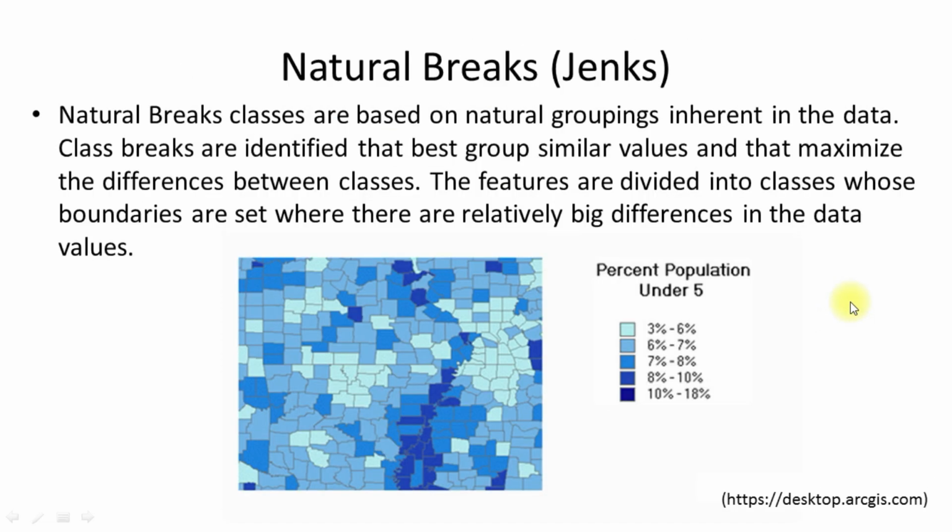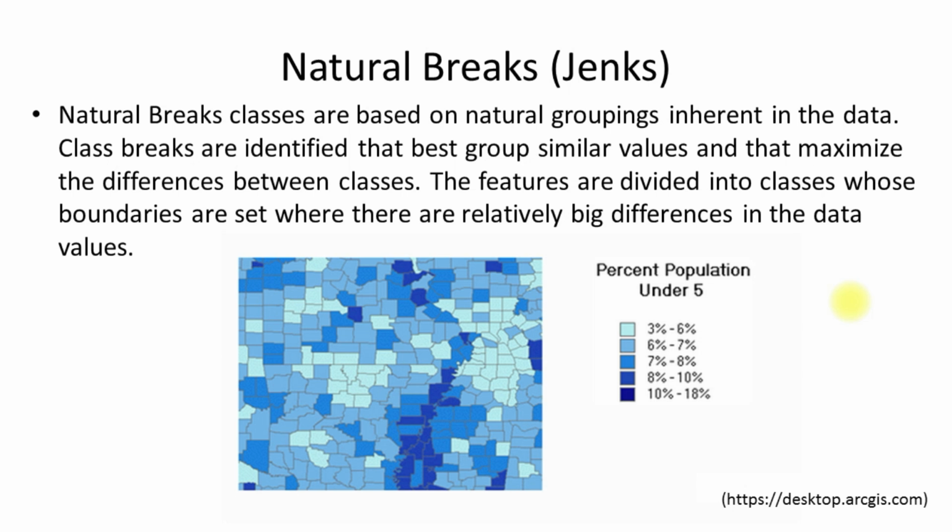The next one is natural breaks, which is mostly used by GIS professionals. It is a more comprehensive type of classification in the symbology tab, and if you want to know more, I suggest you do some research on the internet.